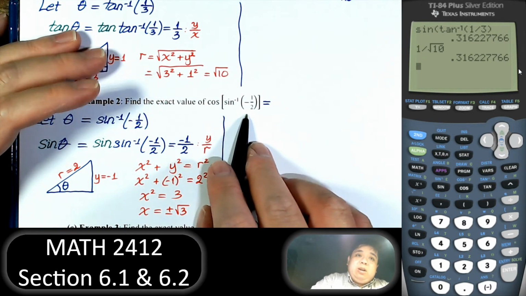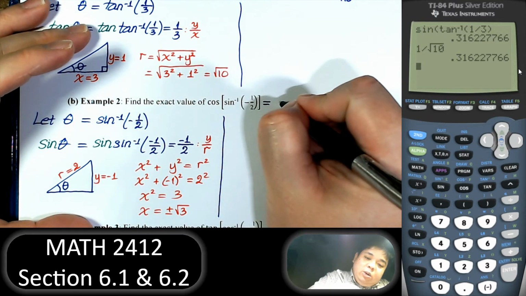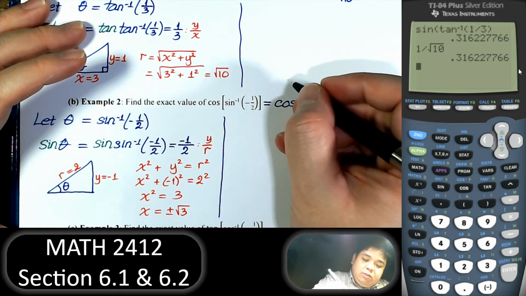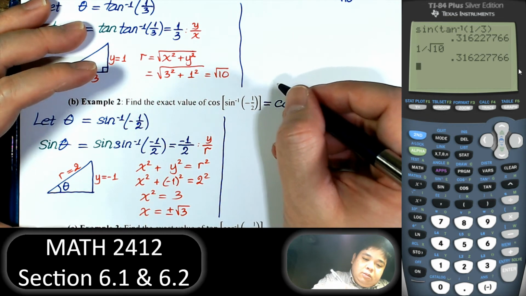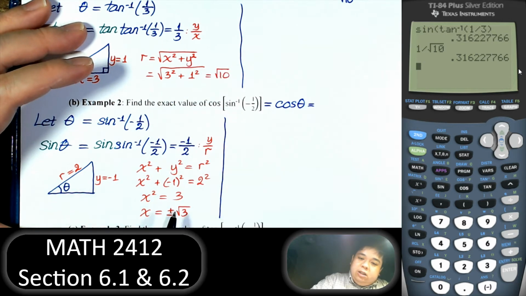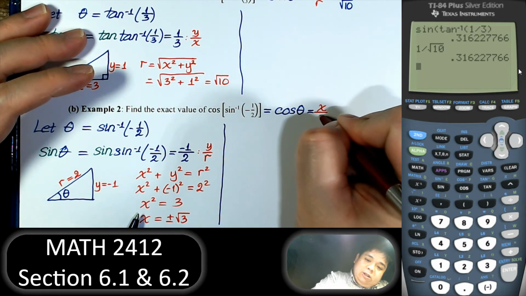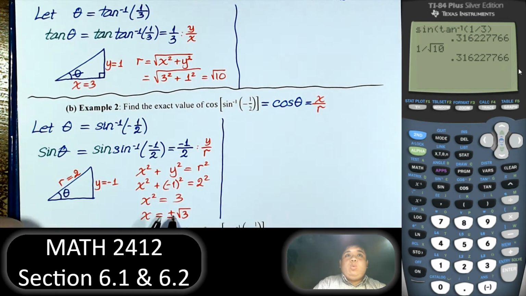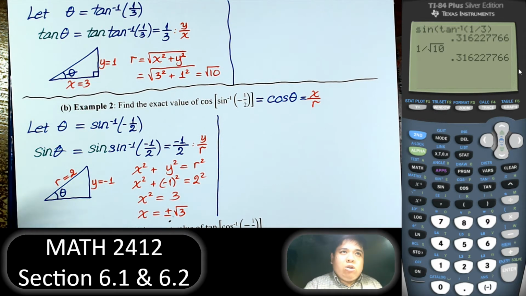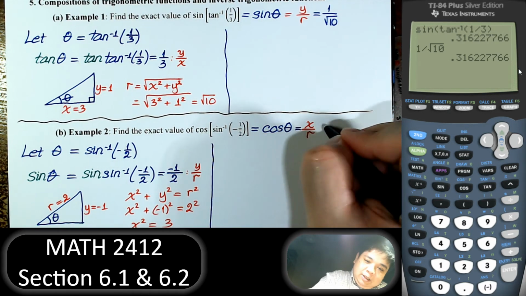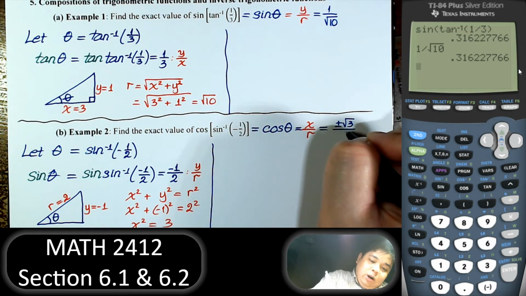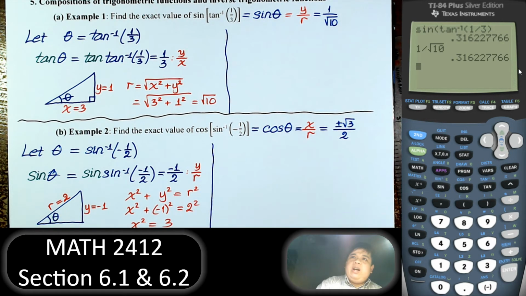Cosine of sine inverse of -1/2. We have cosine of theta, which is x/r. So if x is equal to plus or minus square root of 3, then the question is, is that going to be positive or is that going to be negative? So plus or minus square root of 3 over r, which is 2. So is that positive or negative?